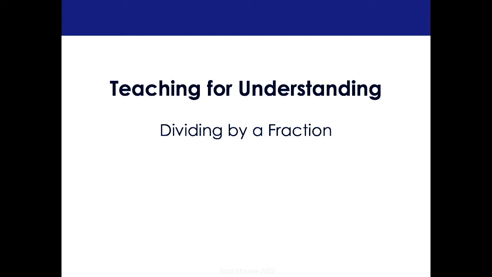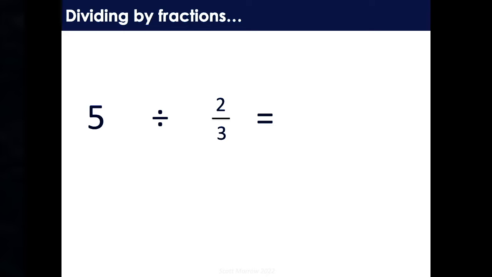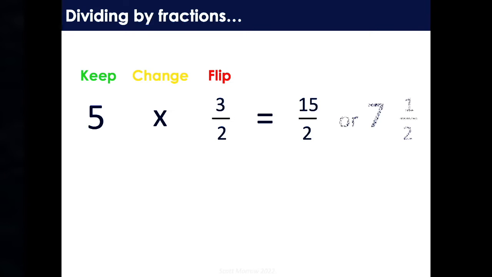Students may be taught to perform a memorised process when presented with an abstract calculation like 5 divided by 2/3. The process for dividing by a fraction is relatively simple to follow. This may be done using keep, change, flip. Keep the whole number we're dividing, change the sign from division to multiplication, and flip the fraction so instead of 2/3 we have 3/2. We can then multiply the fraction to get 15/2 or 7.5. But why do we do this?